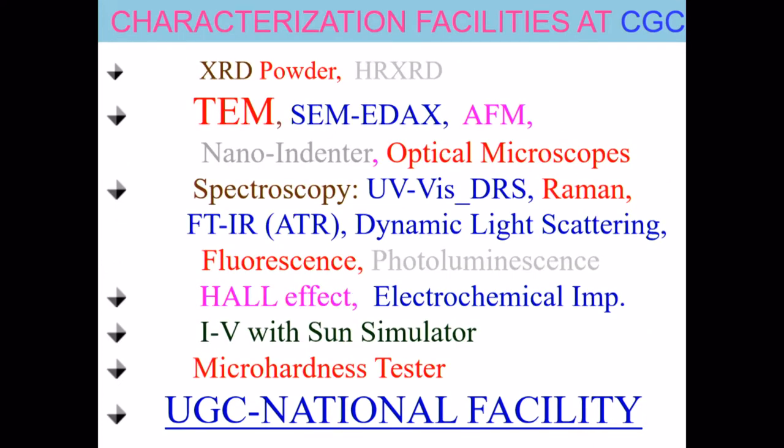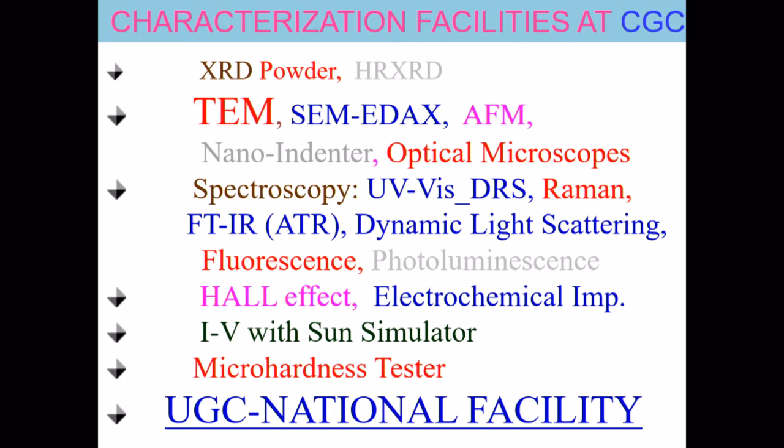This is about growth. Even if you may not have interest in growth, if you are involved in any materials, you may be interested in these characterization facilities. We have very good facilities for structural characterization: powder XRD, X-ray diffraction, and HR XRD, high resolution X-ray diffraction. For surface evaluation, as well as size and shape evaluation, we have a transmission electron microscope, a scanning electron microscope with composition analysis, EDAX, energy dispersive X-ray analysis, and an atomic force microscope. This atomic force microscope is attached with a nano indenter facility. And we have several optical and polarizing microscopes for analysis of size and shape.